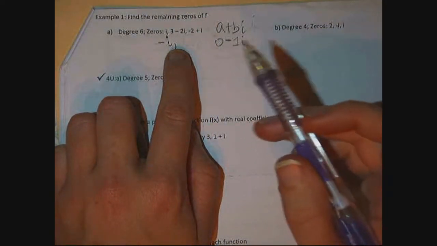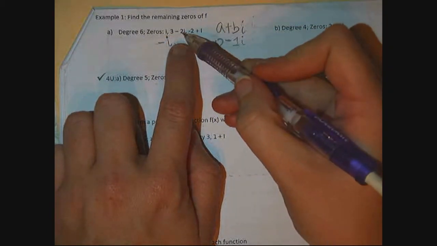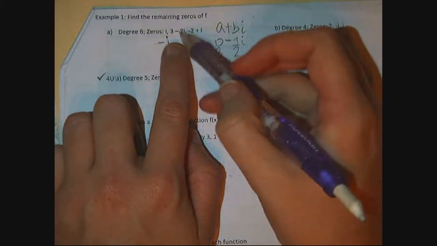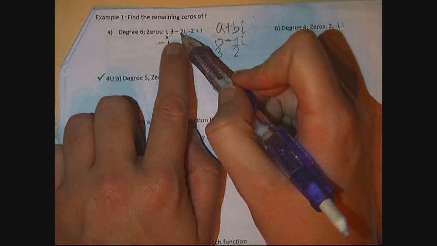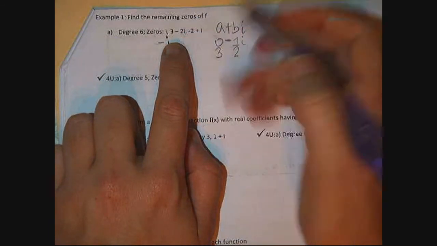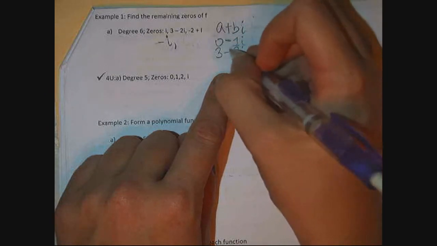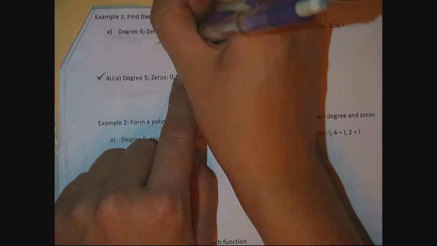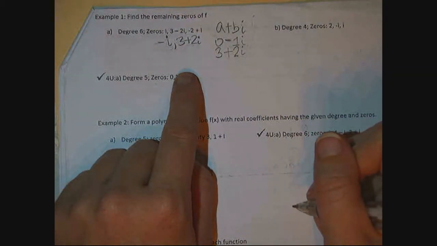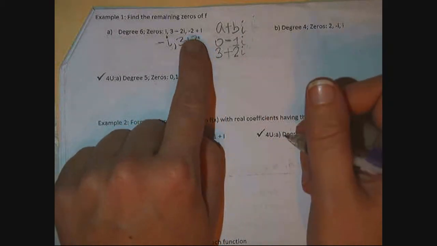Let's consider the same for the next imaginary zero, 3 minus 2i. I see that my a is 3 and my b, my coefficient for i, is 2. Here I have the conjugate with the subtraction between the two terms, so the conjugate that I'm missing should be the positive version. So I should also have 3 plus 2i as one of my zeros.